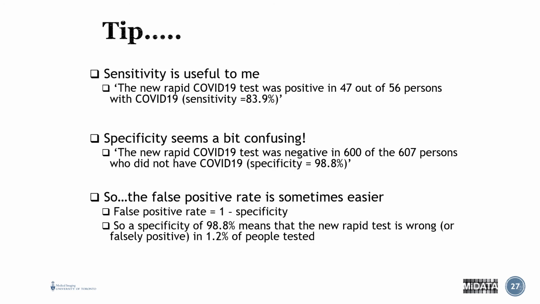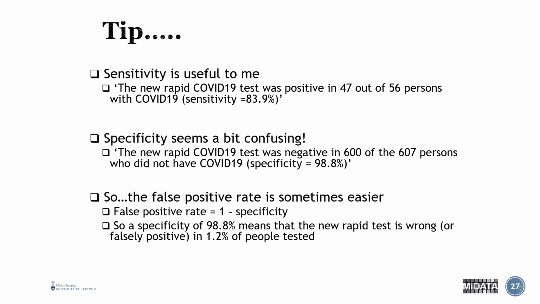Okay, some quick tips. Sensitivity is great. It is something that everyone looks for in accuracy. An example is the new rapid COVID-19 test was positive in 47 out of 56 persons with COVID-19. This yields a sensitivity of 83.9%. Now, specificity is a bit trickier. It does seem a little confusing. So the new rapid COVID-19 test was negative in 600 of the 607 persons who did not have COVID-19, specificity of 98.8%. So what can I recommend?